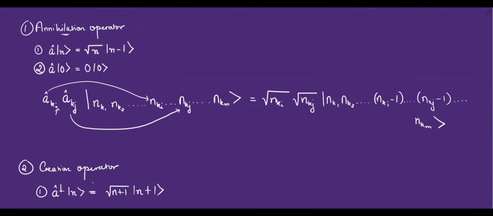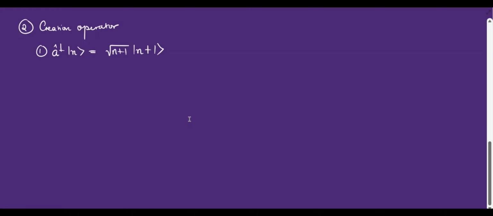Now let us consider the creation operator and define what it will do. We say that when the creation operator acts on the number state, it will give me root of n plus 1 into n plus 1. It will act in the same manner for the multimode Fock states. I leave it to you to understand how it will work.